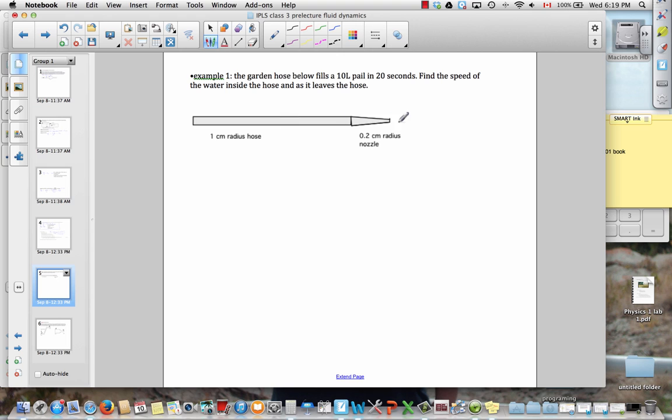So this garden hose fills a 10-liter pail in 20 seconds. So 10 liters is a volume. The time is 20 seconds. And we want to find the speed of the water here inside the hose. That's V hose. And then here as it exits the nozzle. That's V nozzle.